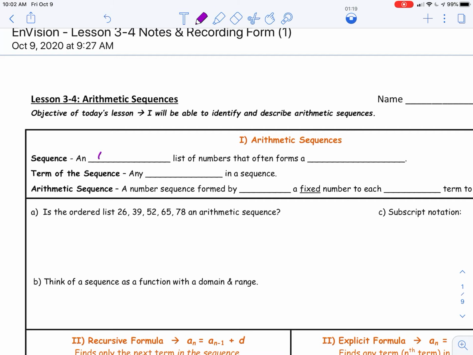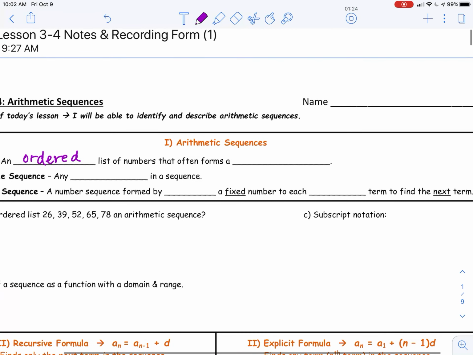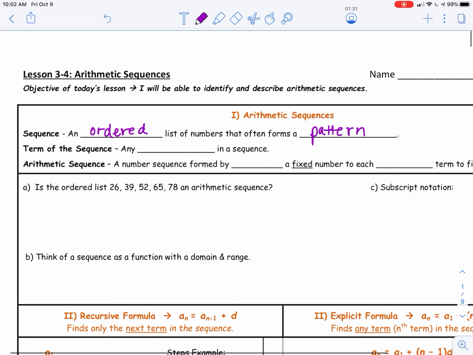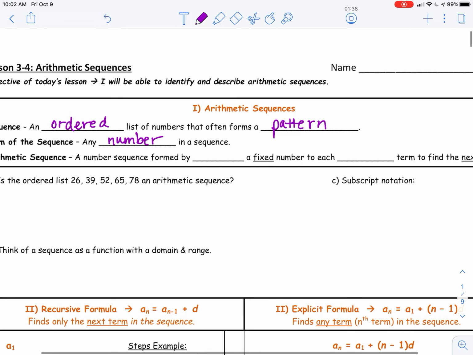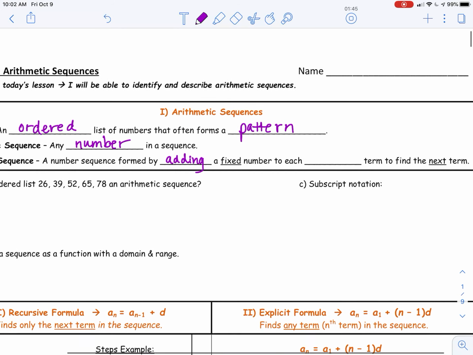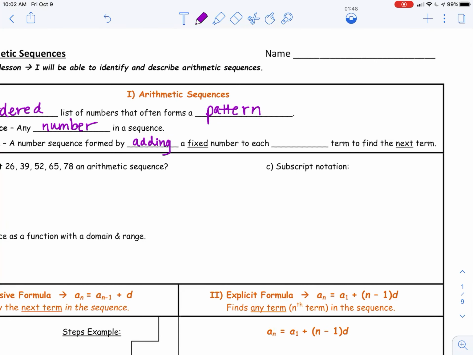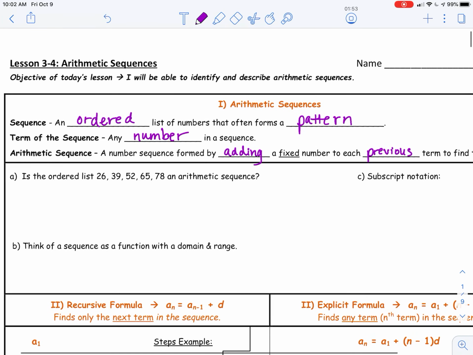And so a sequence is an ordered list of numbers that often forms a pattern. Often forms a pattern. Sometimes it doesn't. The term of the sequence is simply any number that is in your sequence. An arithmetic sequence is a number sequence formed by adding a fixed number to each previous term to get the next term. That's wordy, so I'll show you what that means.